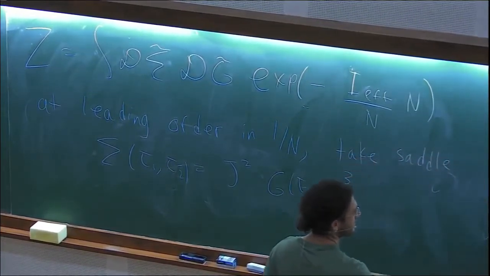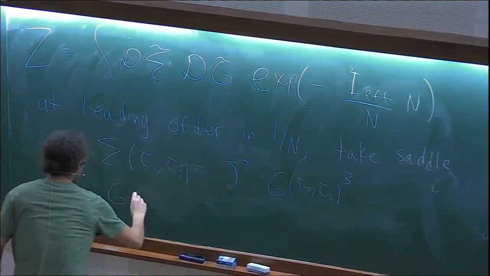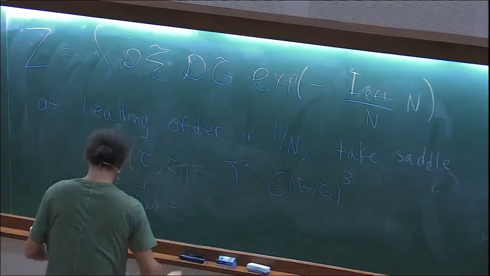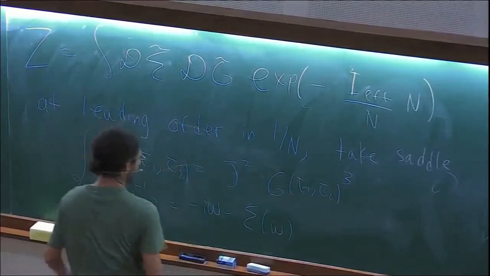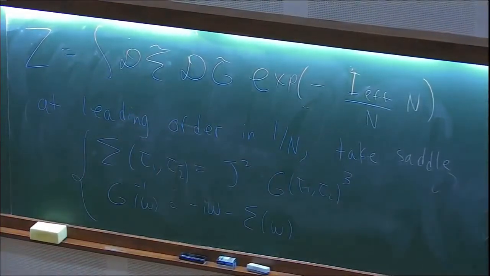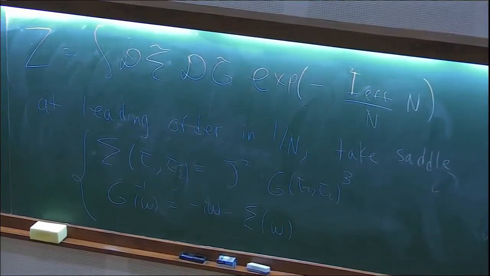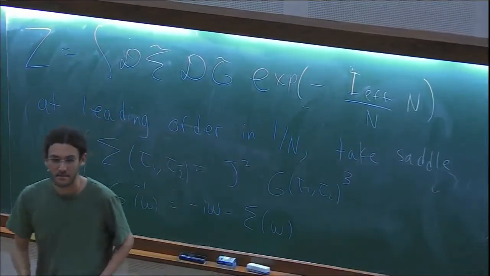Now I vary with respect to sigma. And I get G inverse of omega is minus I omega minus sigma omega. So the second equation, when I vary this with respect to sigma, here there's a log det. So let me write that as trace log. Then I take the derivative of trace log. That gives trace 1 over d tau minus sigma. I then switch to frequency space, and then the d tau becomes minus I omega. So that's that term. And varying this with respect to sigma tilde, I just get a g, which is this term. Good?